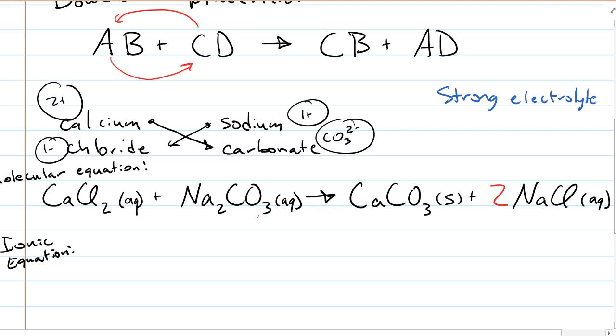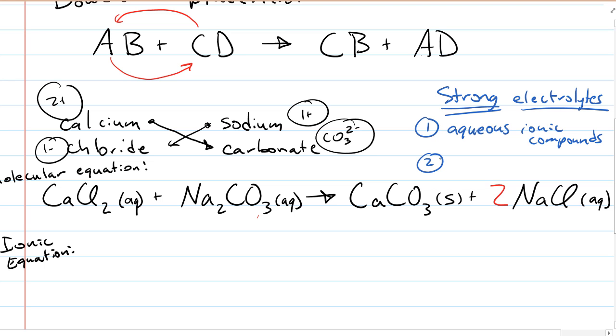All of the strong electrolytes get separated into their constituent ions. And just as a quick review, what constitutes a strong electrolyte? They are your aqueous ionic compounds and your strong acids.